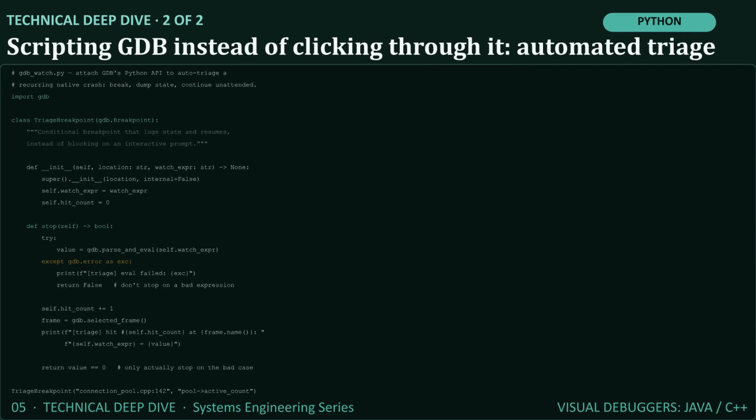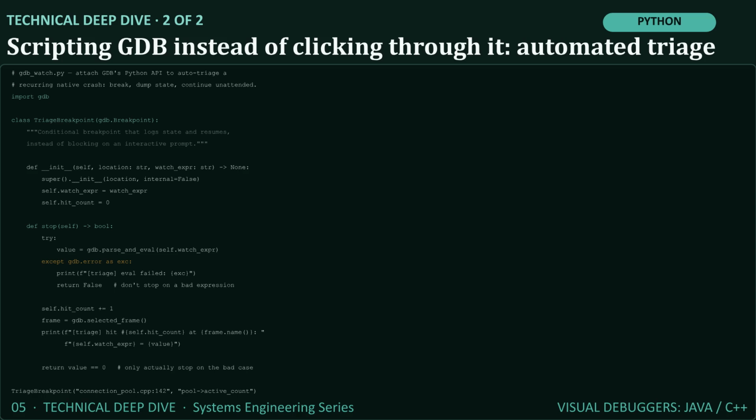Now, let's flip this around. Instead of clicking through a debugger, let's script one. GDB embeds a full Python interpreter and exposes its internal object model directly. gdb.Breakpoint is a subclassable class, and if you override its stop method, you get to run arbitrary logic on every single hit and decide programmatically whether the process should actually halt.